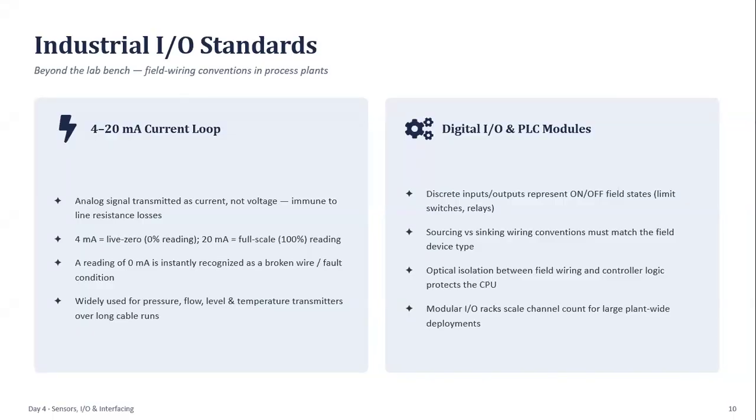Next, we shall see the common industrial input-output standards. In industrial automation, robust communication standards are highly essential. For example, the 4 to 20 milliamp current loop is widely used because current signals are less affected by cable resistance over long distances. 4 milliamps represents the live zero condition, while 20 milliamps indicates the full-scale measurement.